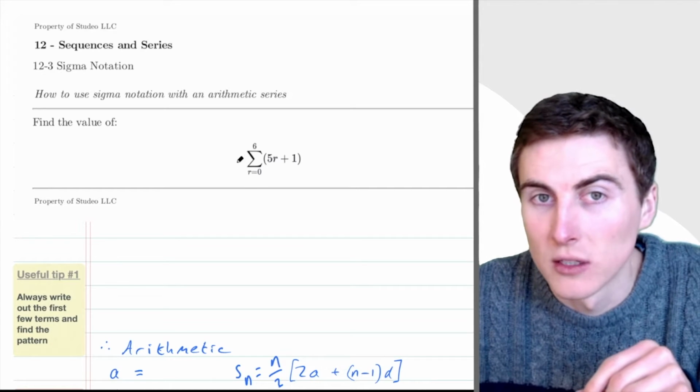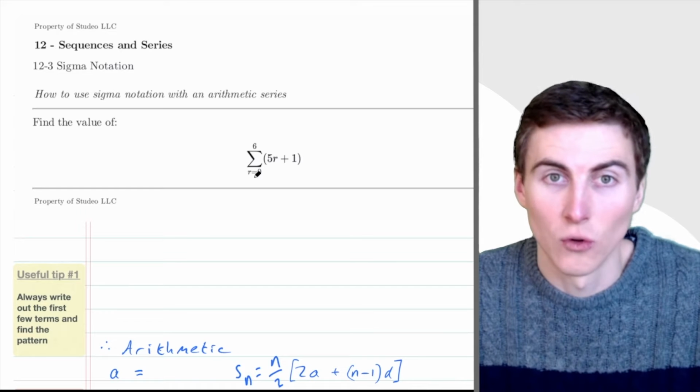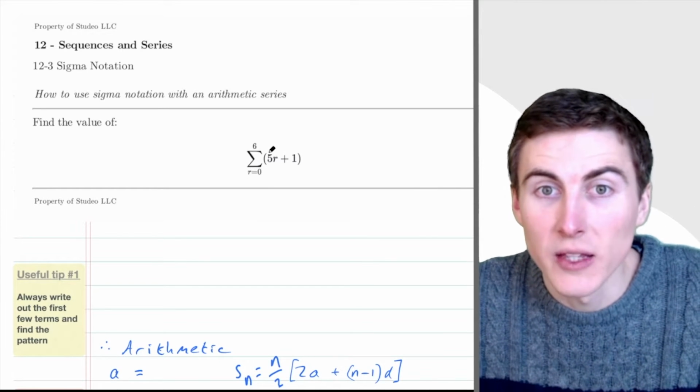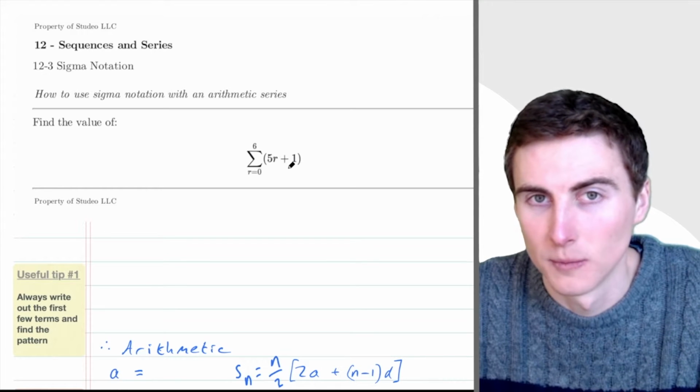So we want to find the sum from when r equals 0, r is 1, r is 2, r is 3, 4, 5, and 6. So all of those terms. And then this bit here is the formula of how we find the terms.